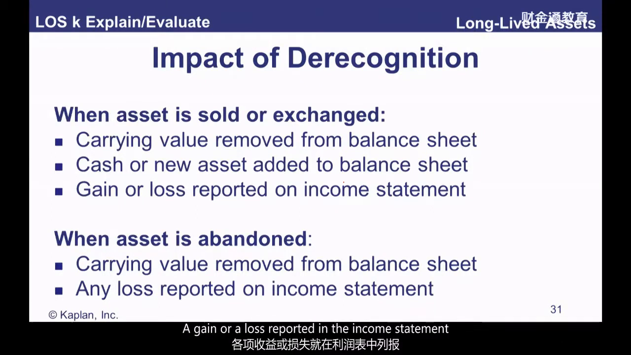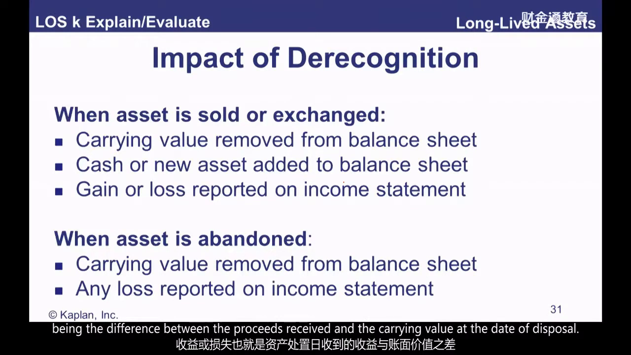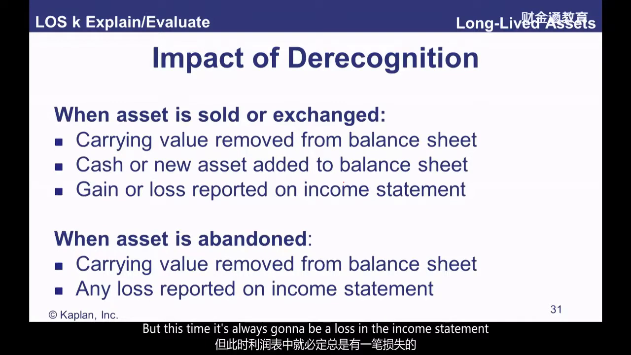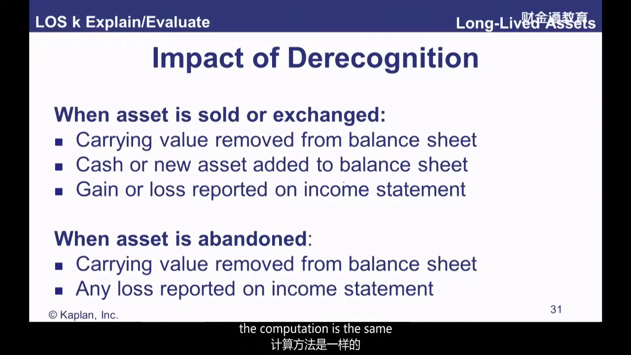A gain or loss, of course, is reported in the income statement, being the difference between the proceeds received and the carrying value at the date of the disposal. When an asset's abandoned, of course, yes, we remove the asset from the balance sheet, but this time it's always going to be a loss in the income statement. The computation's the same, it's just that the proceeds figure, of course, is zero.